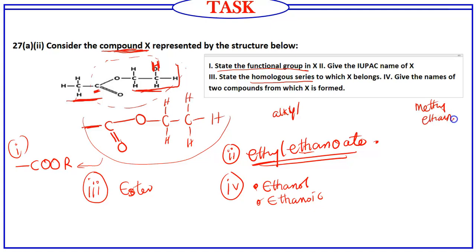If it is something like methyl ethanoate, methyl ethanoate, you know the alcohol part is methanol, and the carboxylic part is ethanoic acid. Ethanoic acid. Don't forget. I hope this helps.